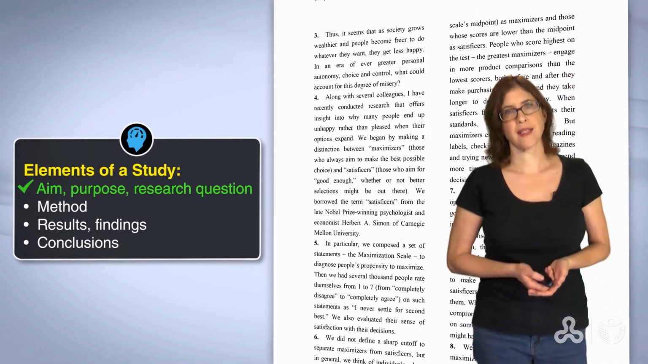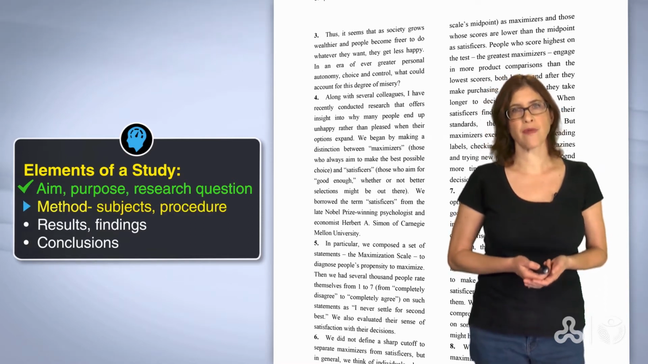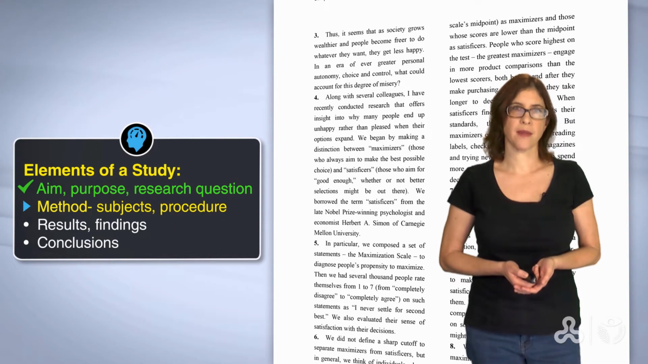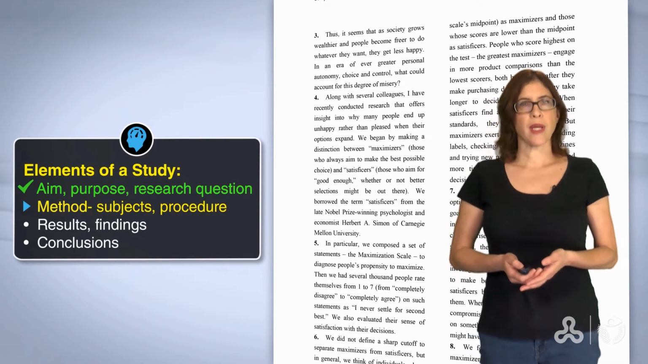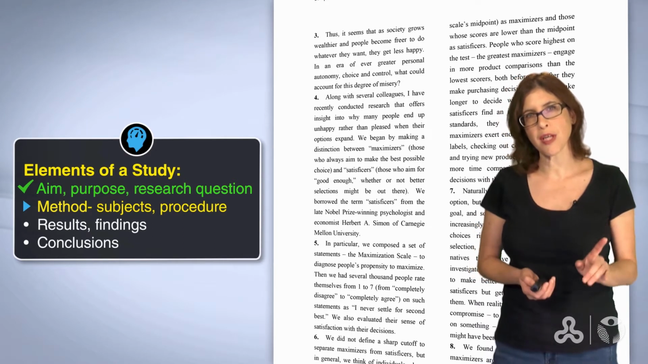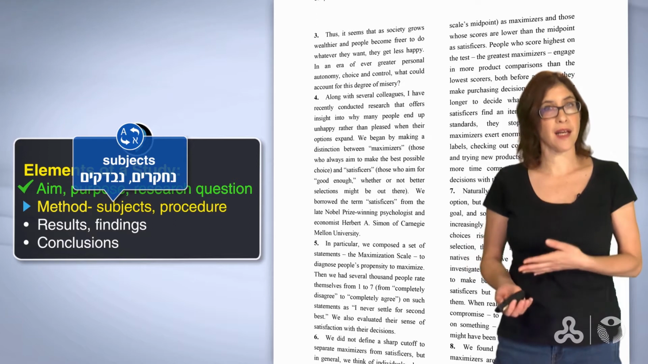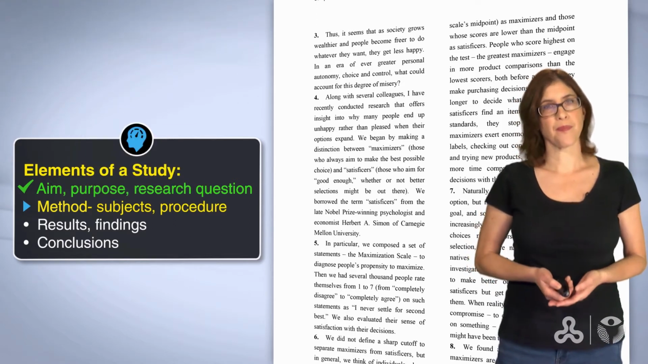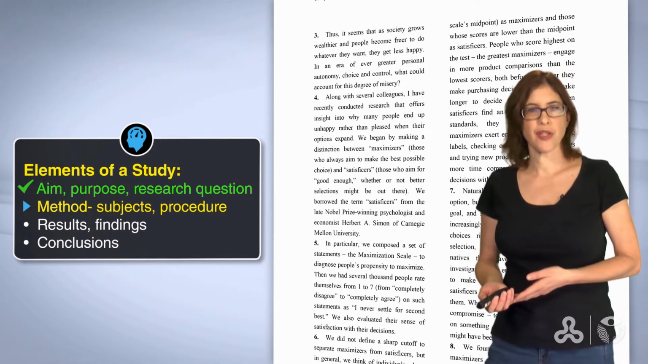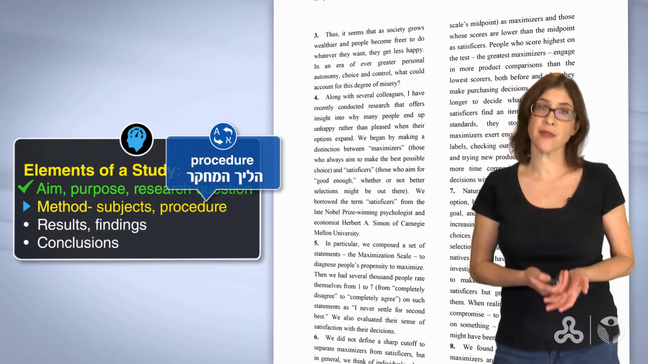Let's move on to the next element, to see the method. This describes how the researcher did his study. Usually we have a description of the subjects too. Remember, subjects in a study means the people in the study, נחקרים או נבדקים. And the procedure, the steps taken to collect the data. איך אספו את הנתונים?